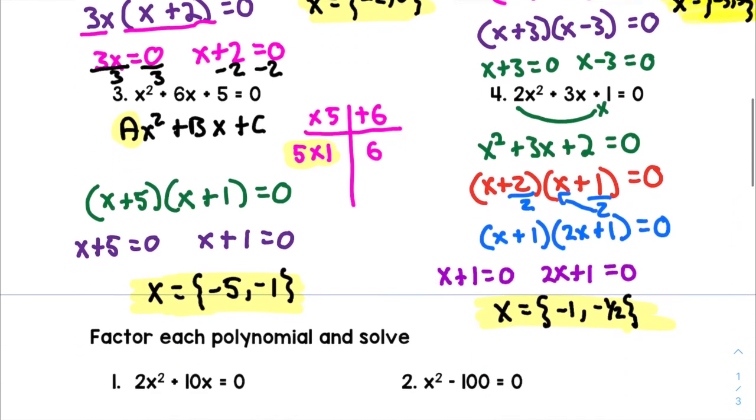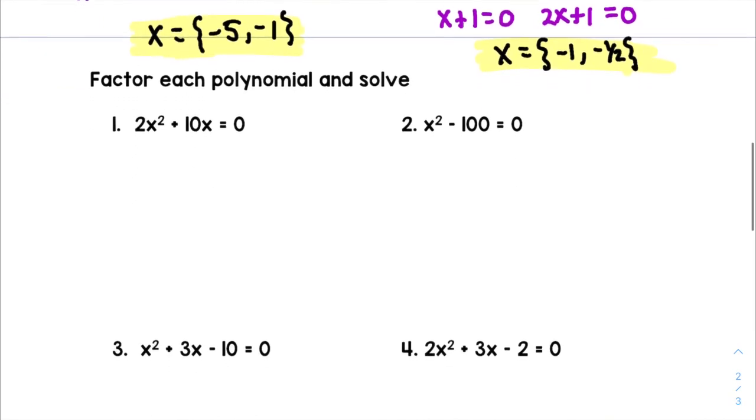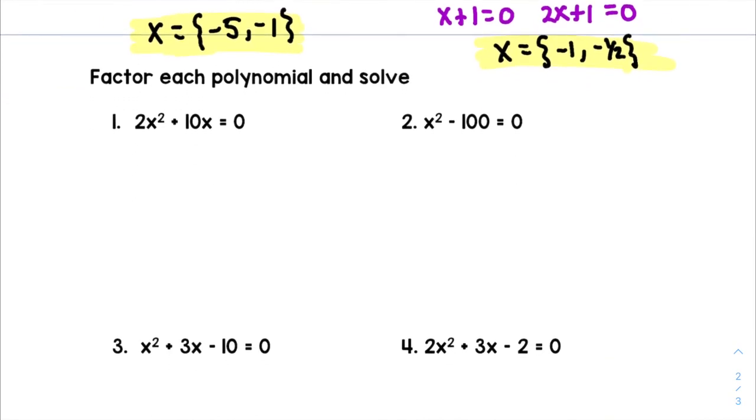What I'm going to ask you guys to do is try number 1 through 4 on our second page. What you're going to have to do is factor each equation and then set each factor equal to 0 in order to find its solutions. Once you get your answers, play the video back to check.